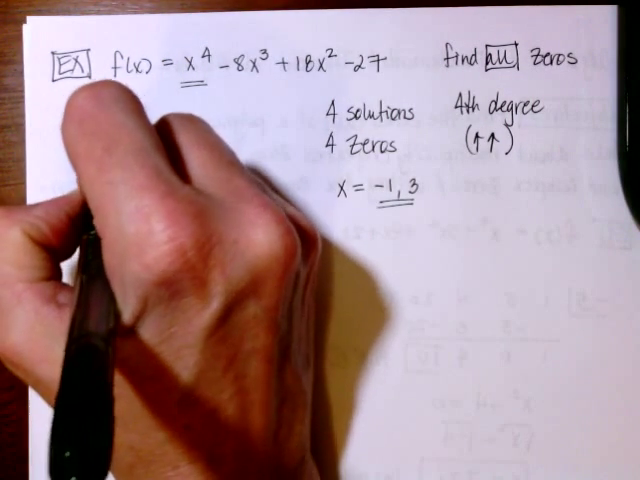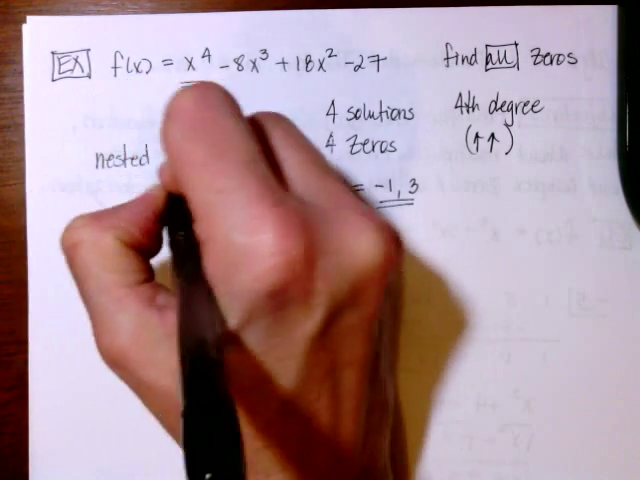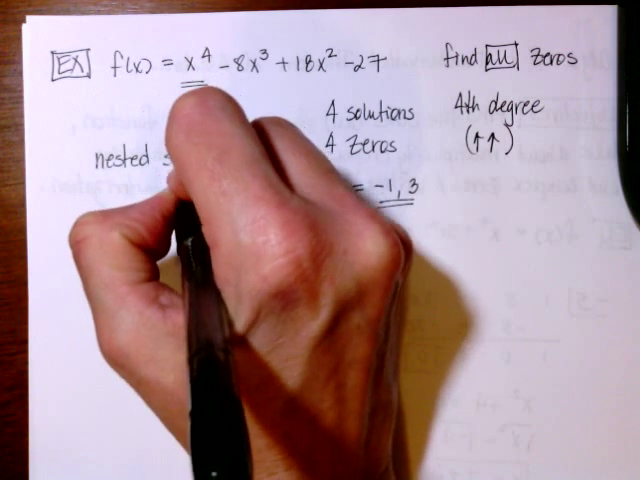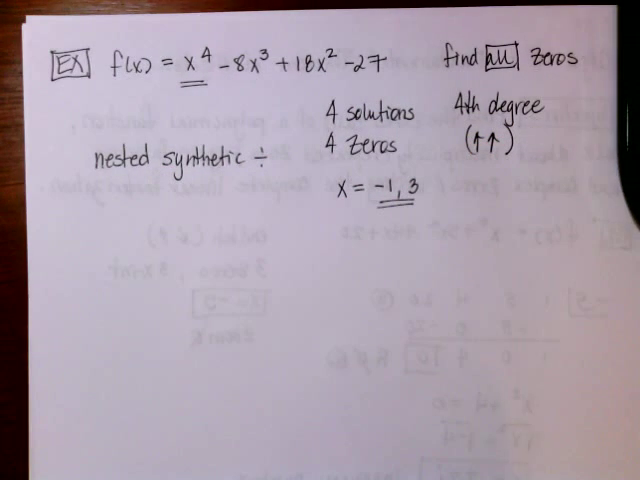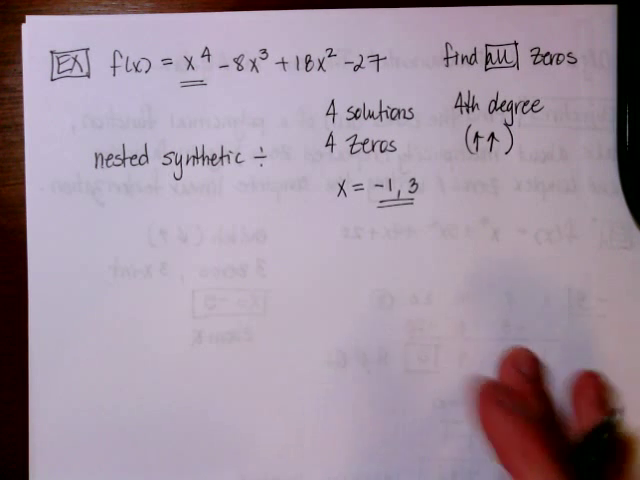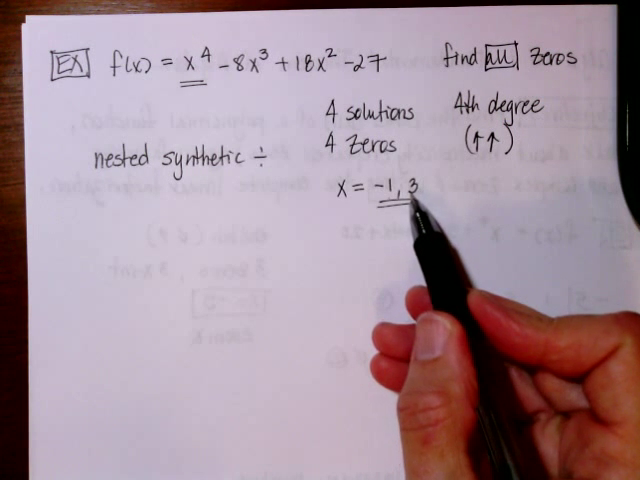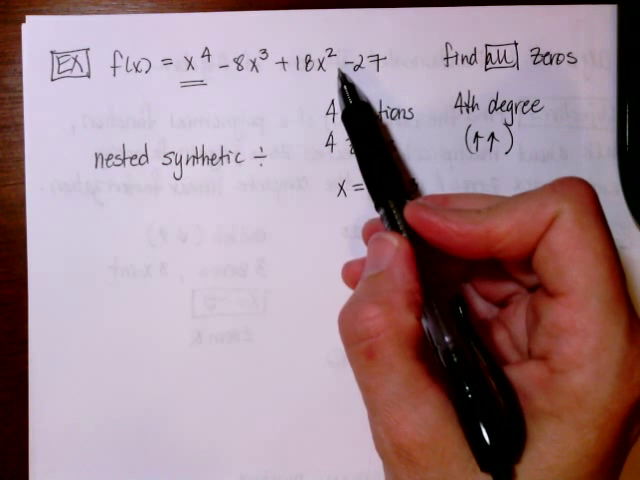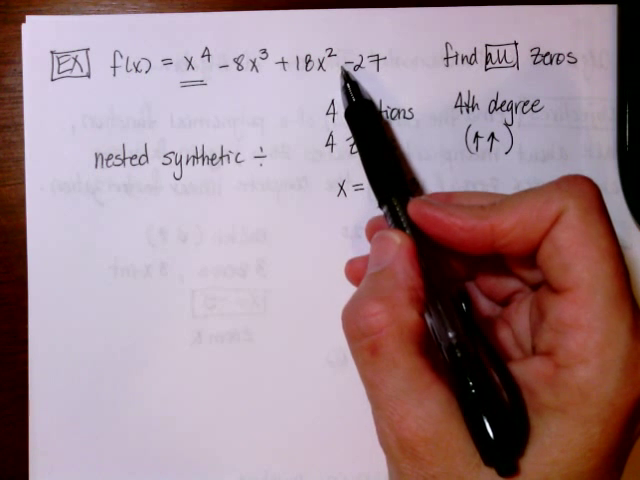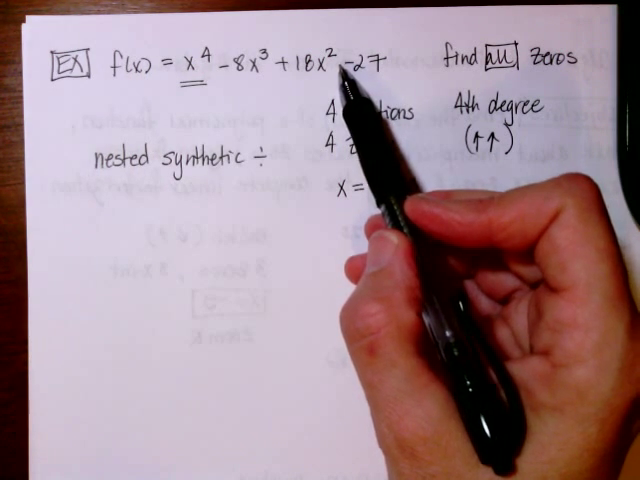So I'm going to do something, I don't know that it's a very technical term, but I call it nested synthetic division. So basically what I'm going to do is I'm going to do synthetic division a couple of times with the 2 zeros that I know, and then that will get me down to a point where I can find my 2 other missing zeros. Notice that I'm missing the x term, so I want to be careful and put my placeholder in.